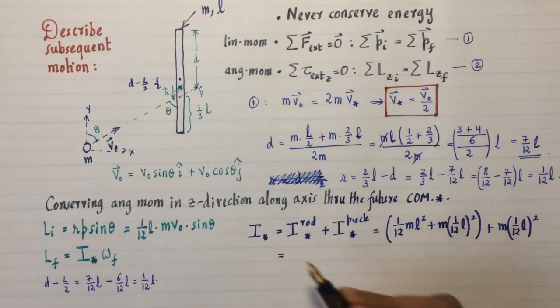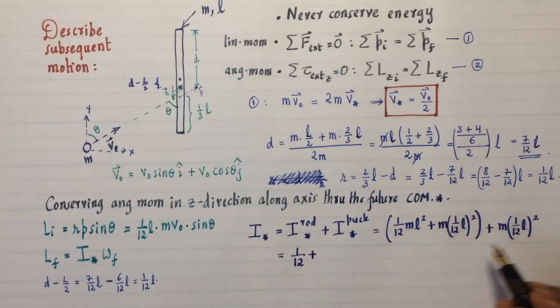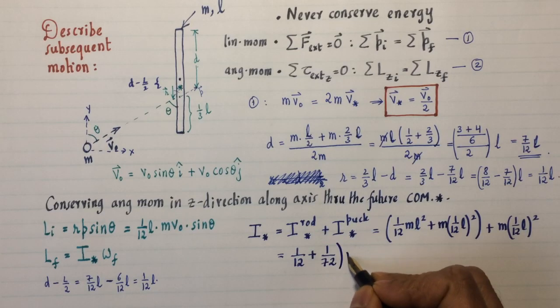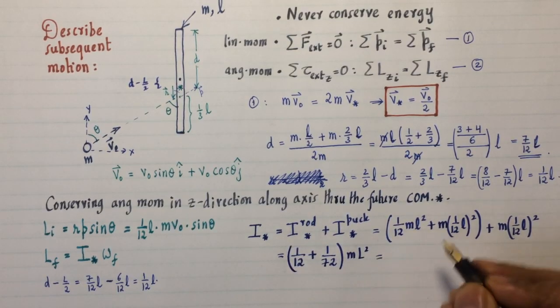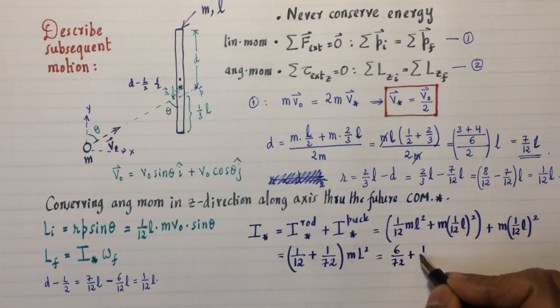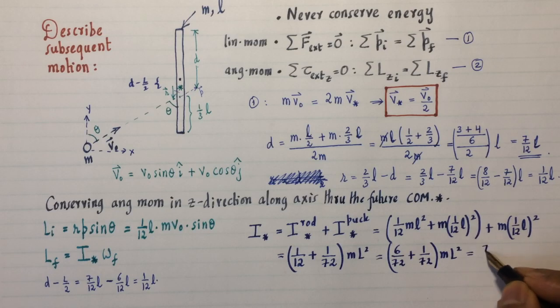Let's try to quickly add the fractions here. I'm going to get 1/12 plus m over 144, 2 times m over 144, that is. So that's going to be m over 72. It's 1 over 72 times m l squared. So 6 times 12 is 72, so that's going to be 6/72 plus 1/72, and that's 7/72 m l squared. So that's the new moment of inertia.